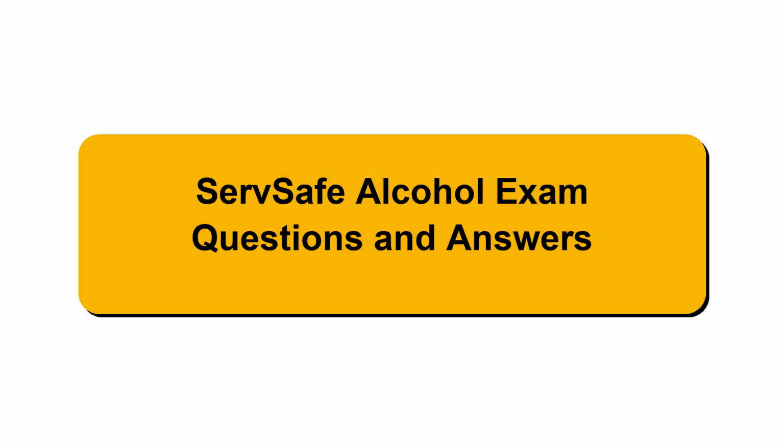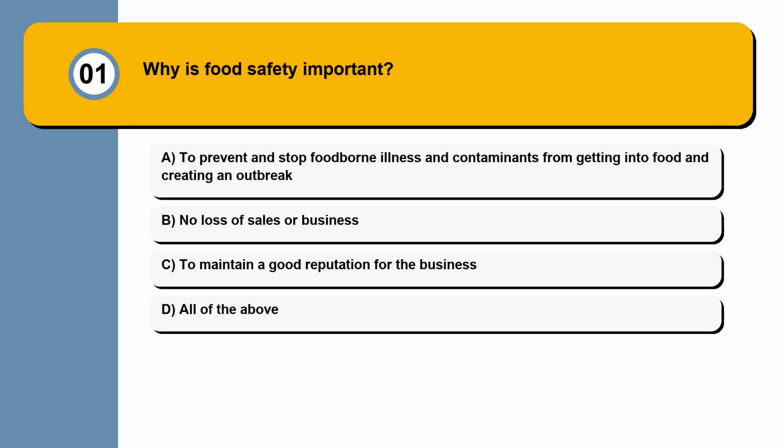ServSafe alcohol exam questions and answers. Question 1. Why is food safety important? To prevent and stop foodborne illness and contaminants from getting into food and creating an outbreak. No loss of sales or business. To maintain a good reputation for the business. All of the above.